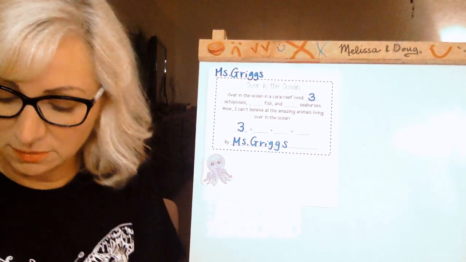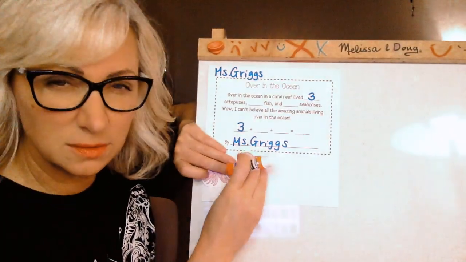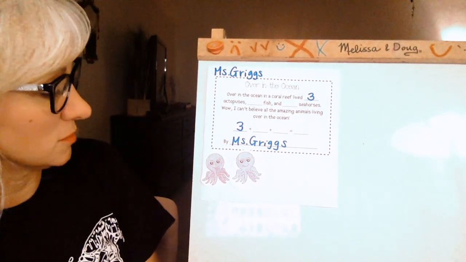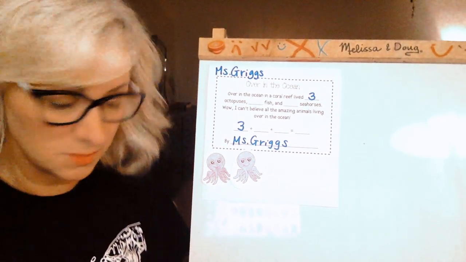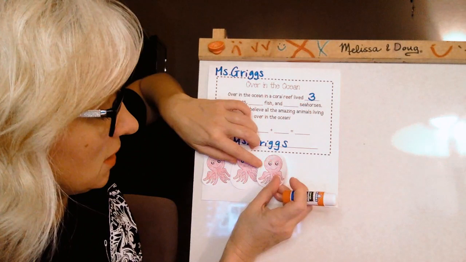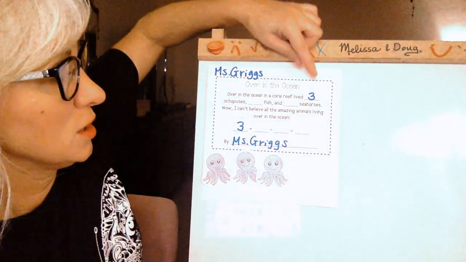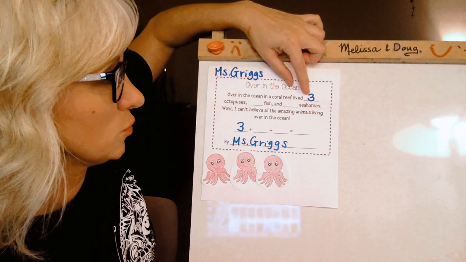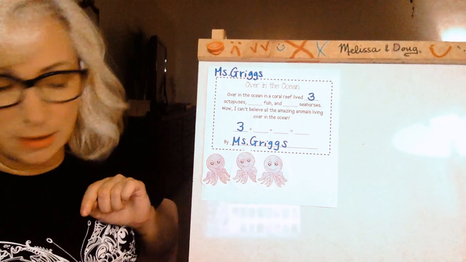And 2 octopus. Actually, when you have more than 1 octopus, I think they're called octopi, but it says octopuses here, so I could be wrong, but I think it's octopi. I'll have to look that up. All right, there's my 3. 1, 2, 3. Over in the ocean in a coral reef lived 3 octopuses, and there's my 3 right there.